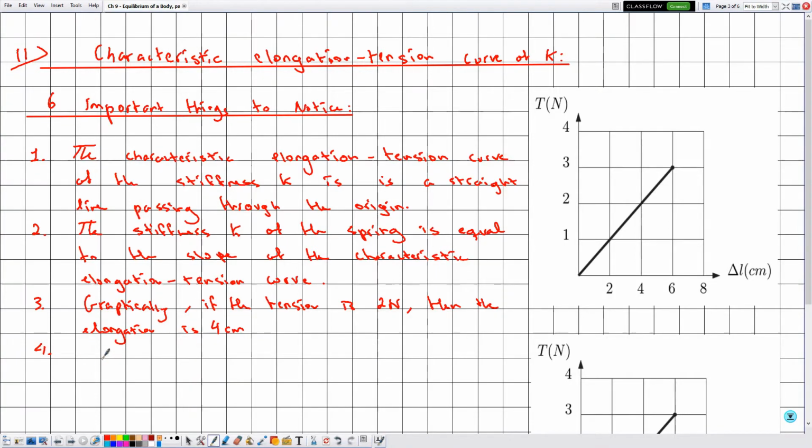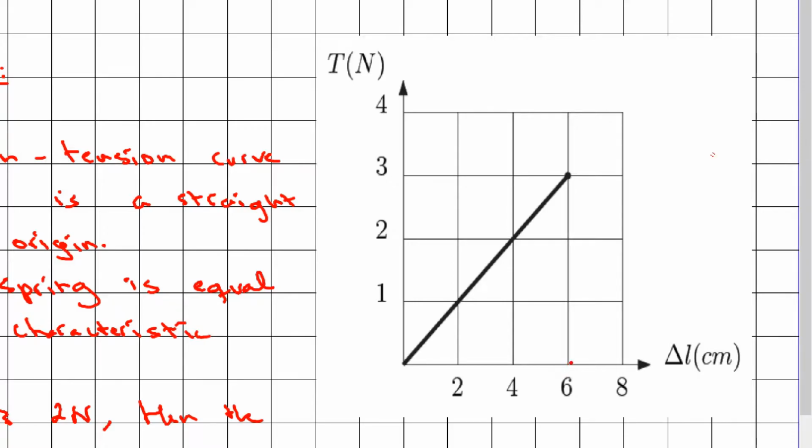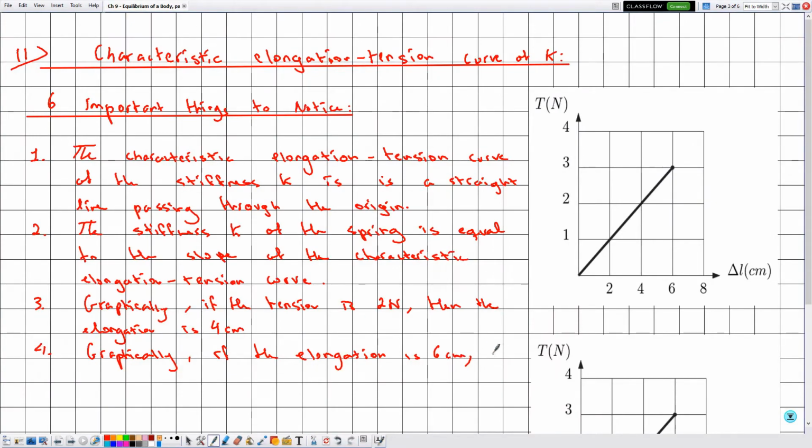Vice versa, we know that graphically, if the elongation is 6 centimeters, for example, then 6 centimeters corresponds to this point on the curve, having the value of 3 newtons, then the tension is 3 newtons.